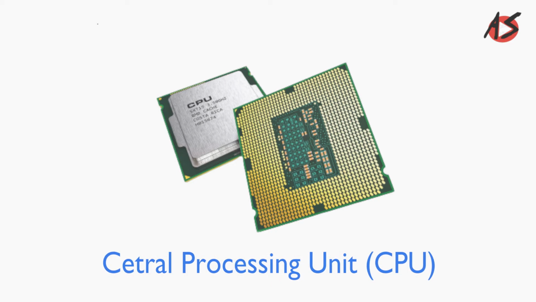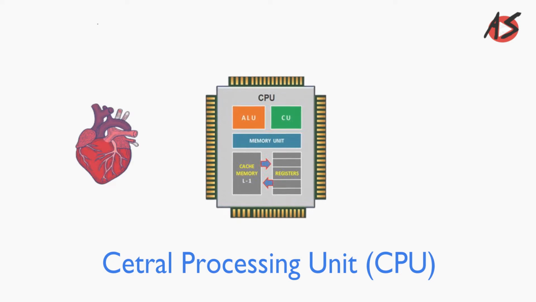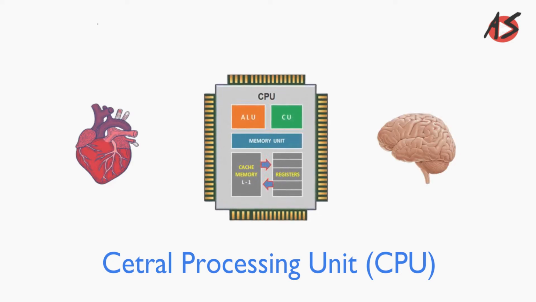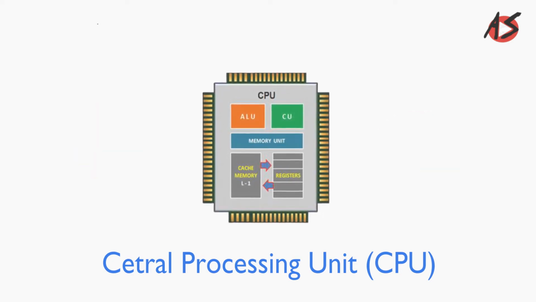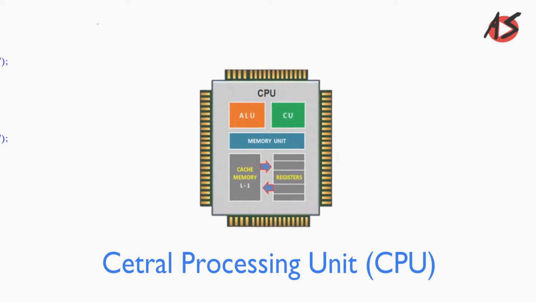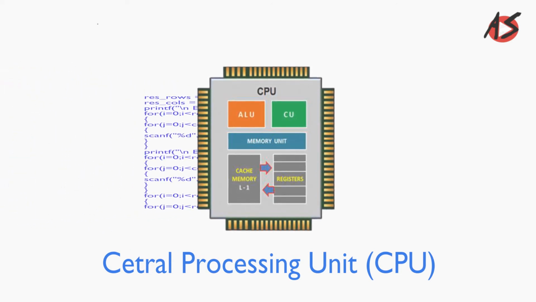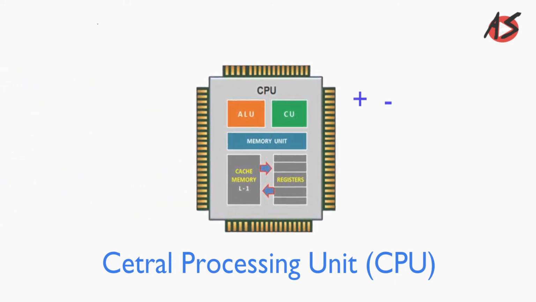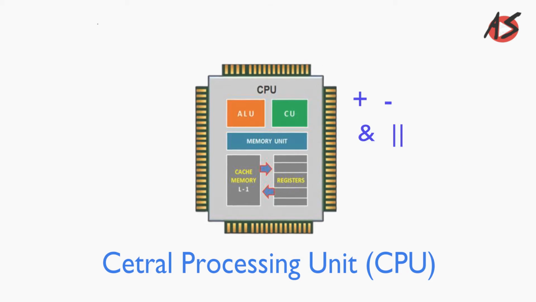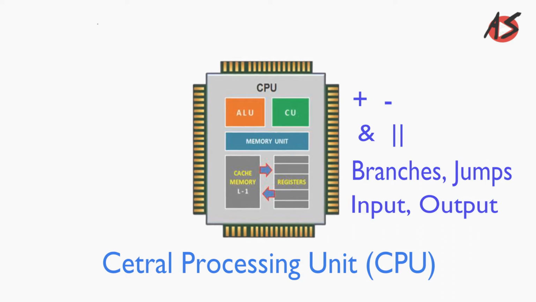CPU, also known as the microprocessor, is the heart or brain of the computer. The CPU is the electronic circuitry within a computer that executes instructions available in a computer program. The CPU performs basic arithmetic, logic, controlling, and input-output operations specified by the instructions in the program.